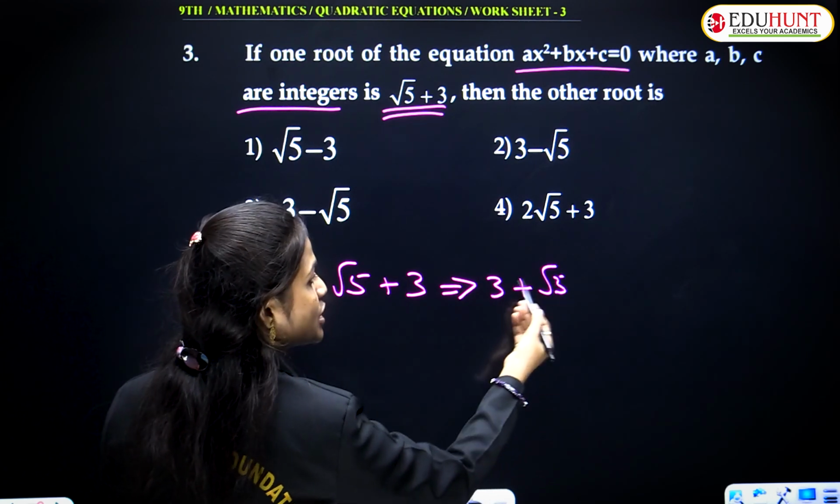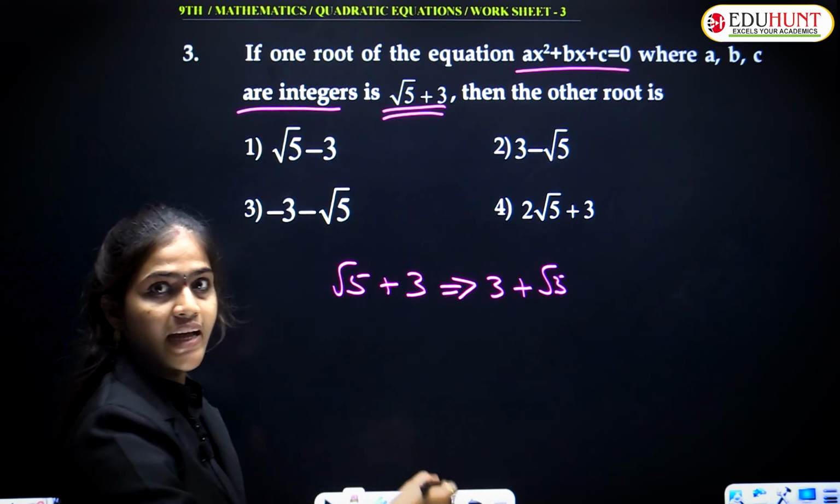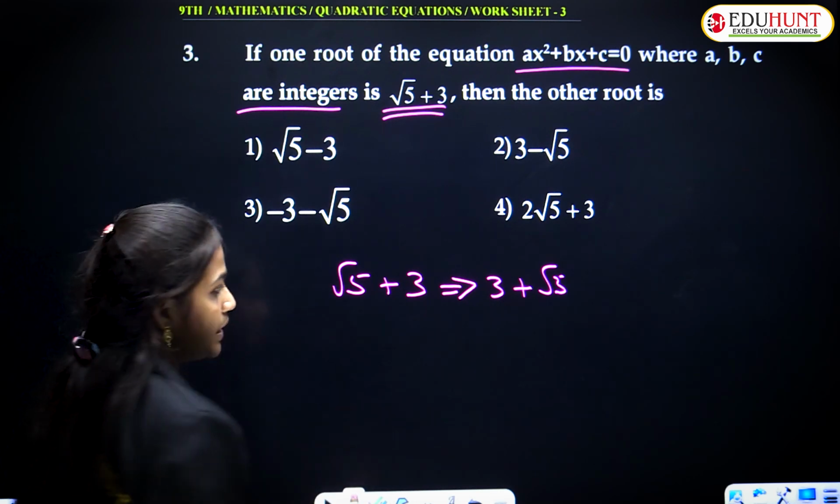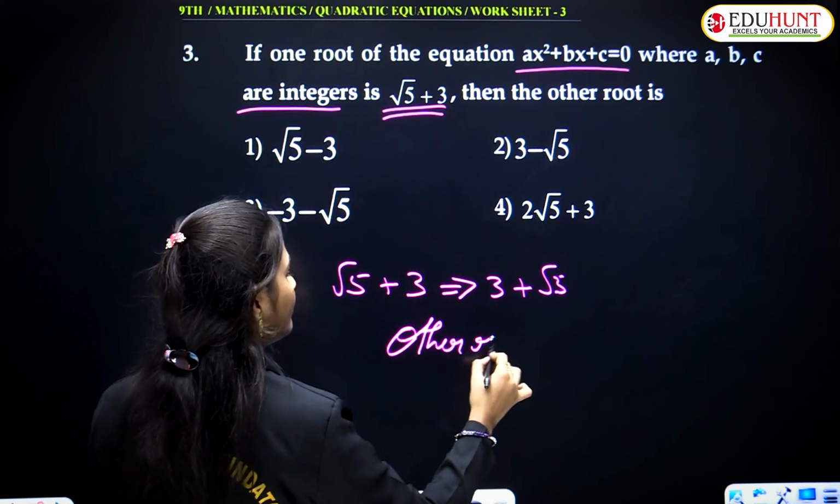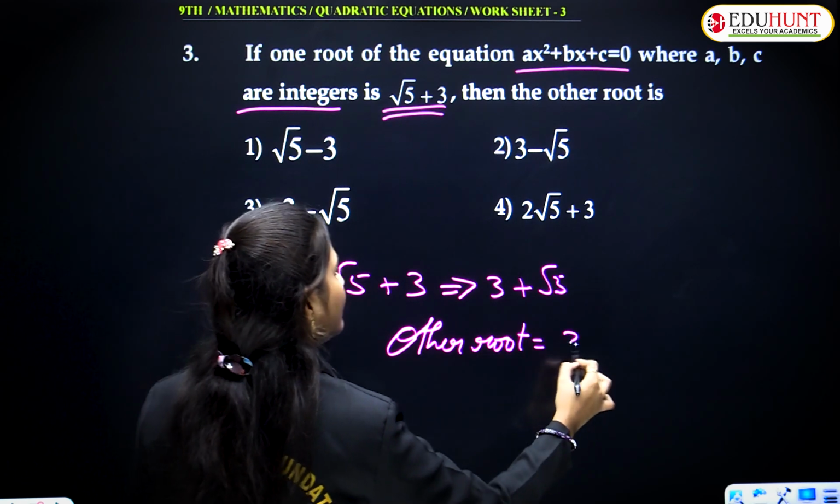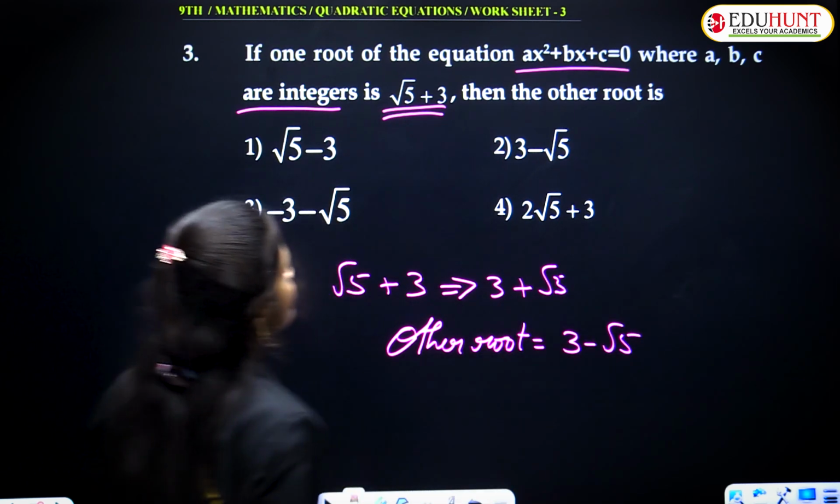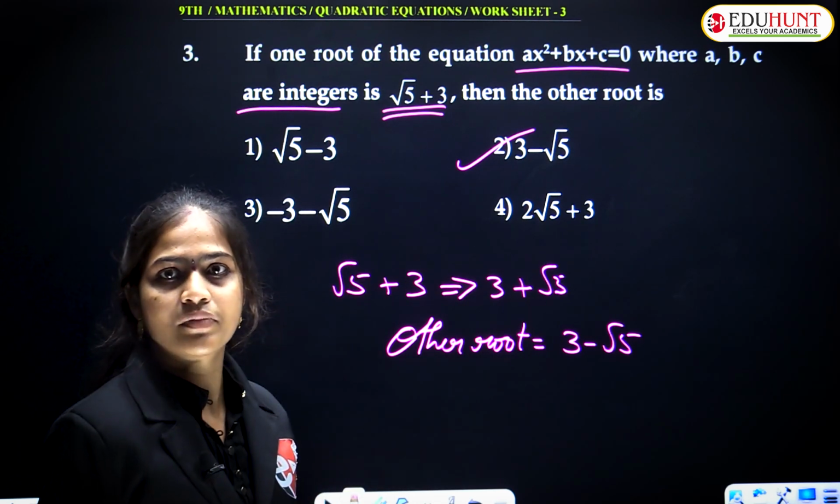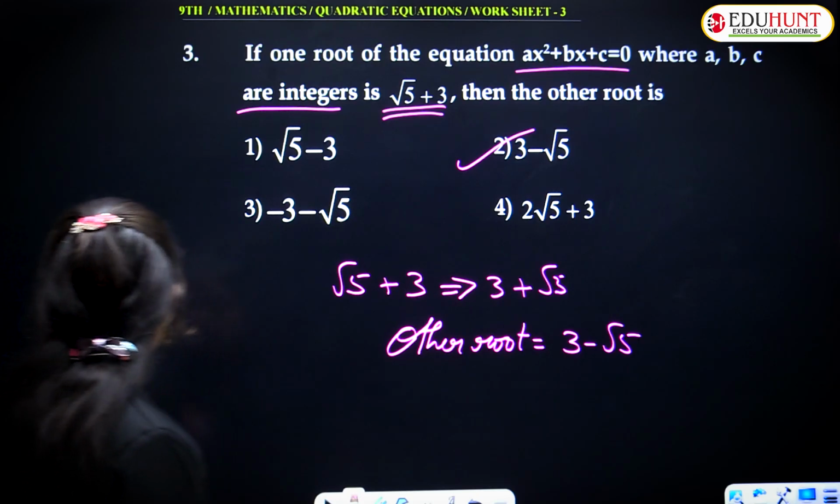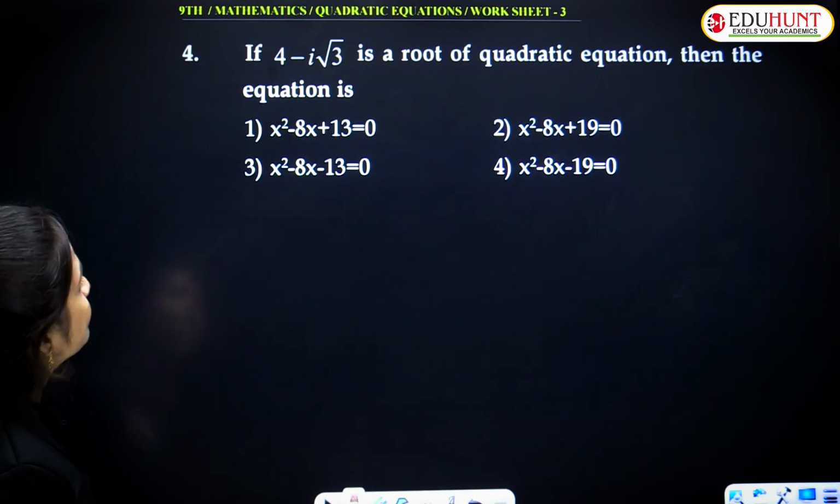Why? Because we have to change the sign in front of the root value or imaginary number only. So the conjugate root is the other root. So what is the other root? 3 minus root 5. So which option is correct? Yes, option 2 is correct. Am I clear? Yes. So see the next question, the fourth one.